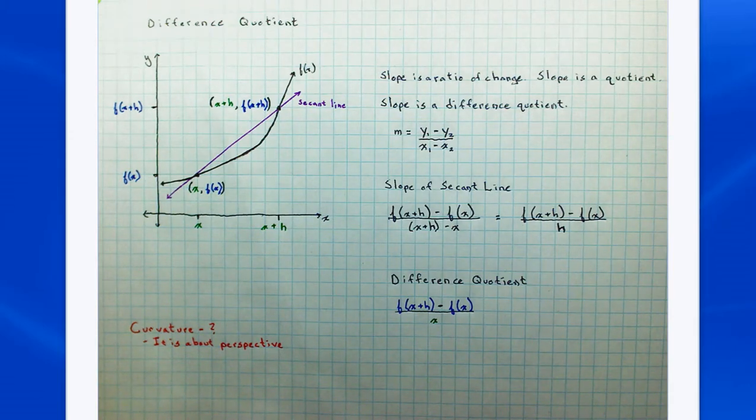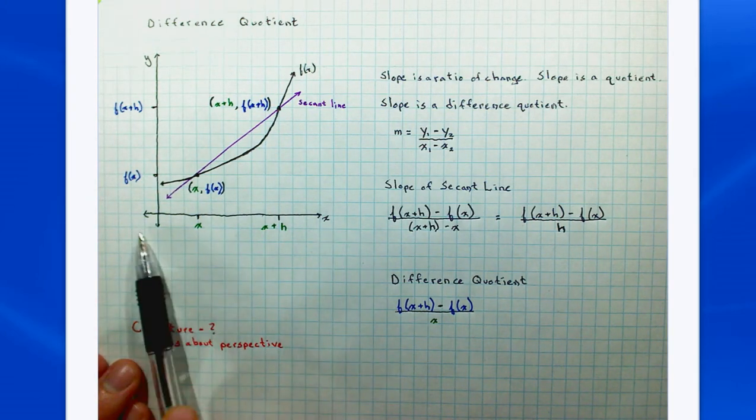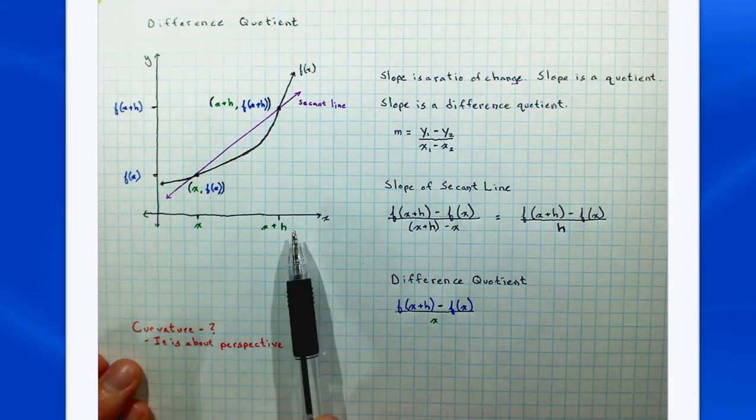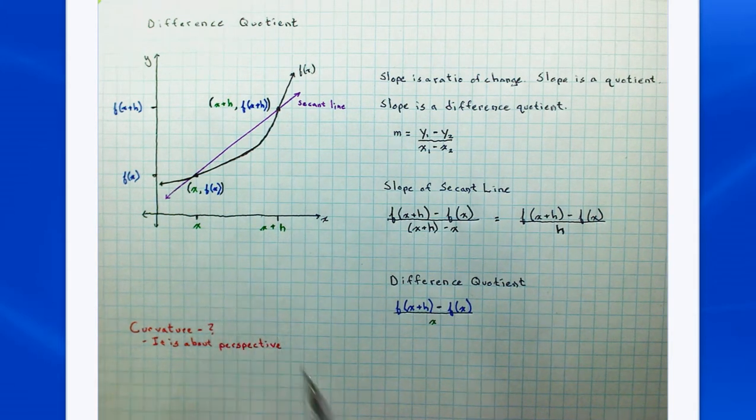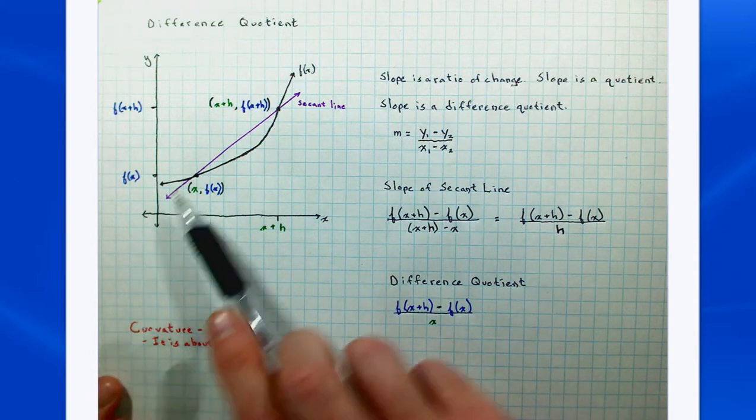Hello, everyone. I would like to talk to you guys about the difference quotient. This is a graphical representation of what we're going to speak of. But to simply say what a difference quotient is: slope. It is the slope of a curved line at a specific point on that curved line. And this is how we find it, by finding the slope of a secant line.